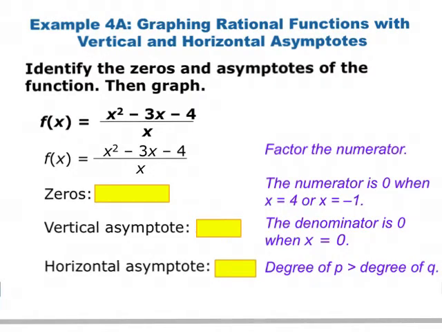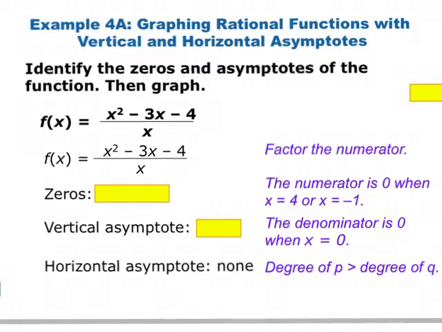Let's take a look at 3 examples here. In the first example, notice first of all, what do I have in the numerator? Well, my p of x is x to the second, my q of x is x to the first. Right away, look at your notes and you're going to see that there is no horizontal asymptote. Okay, so that you will have no horizontal asymptote.